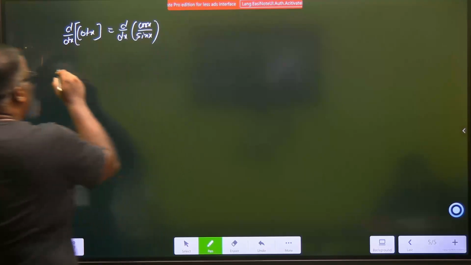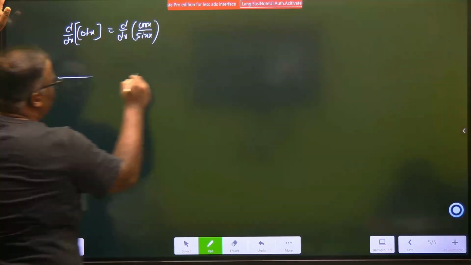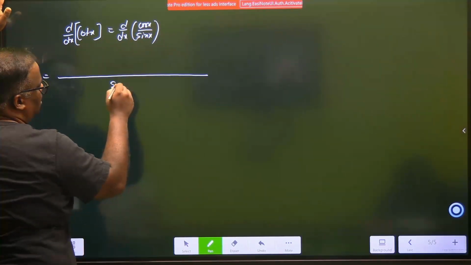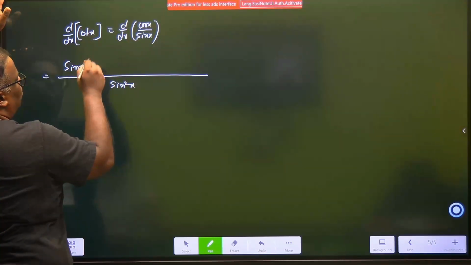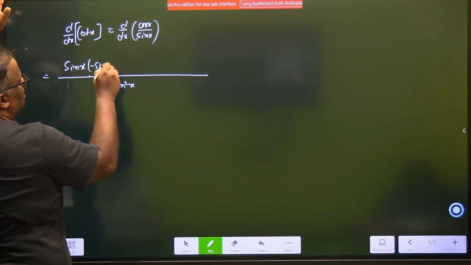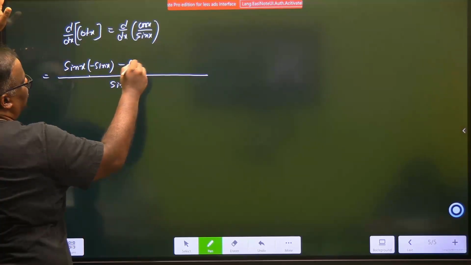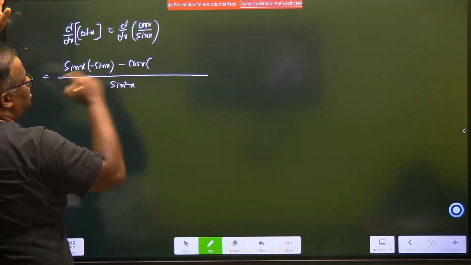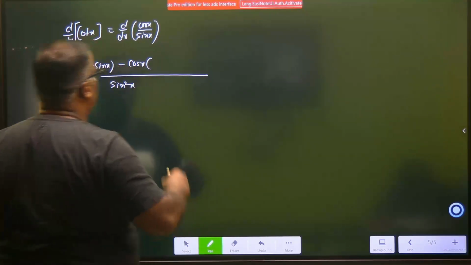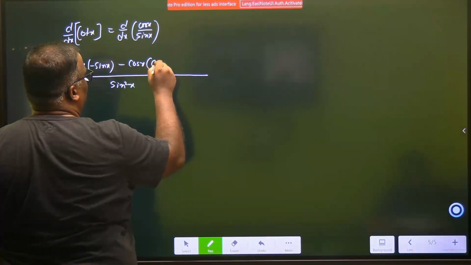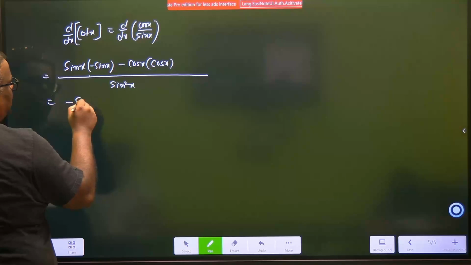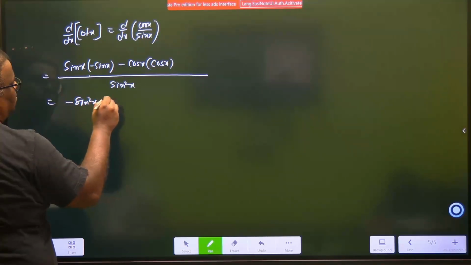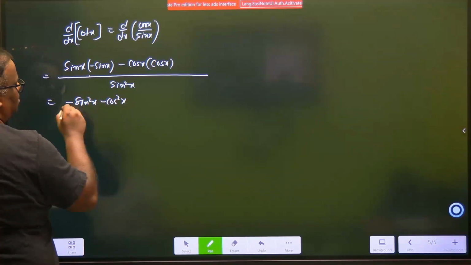Now try to apply your formula. This will be sin square x into sin x into cos x is minus sin x, minus cos x into cos x is, cos x into sin x is cos x. This gives me minus sin square x minus cos square x by sin square x.